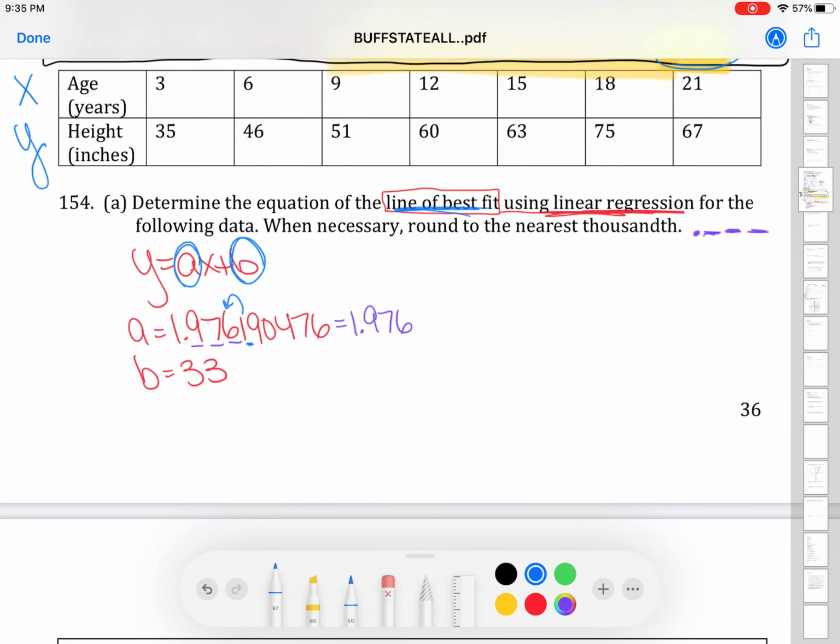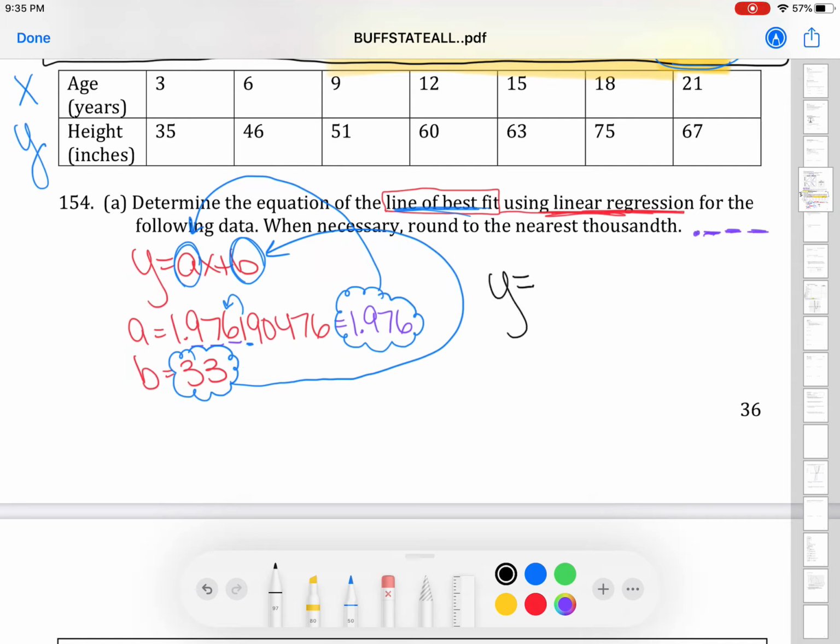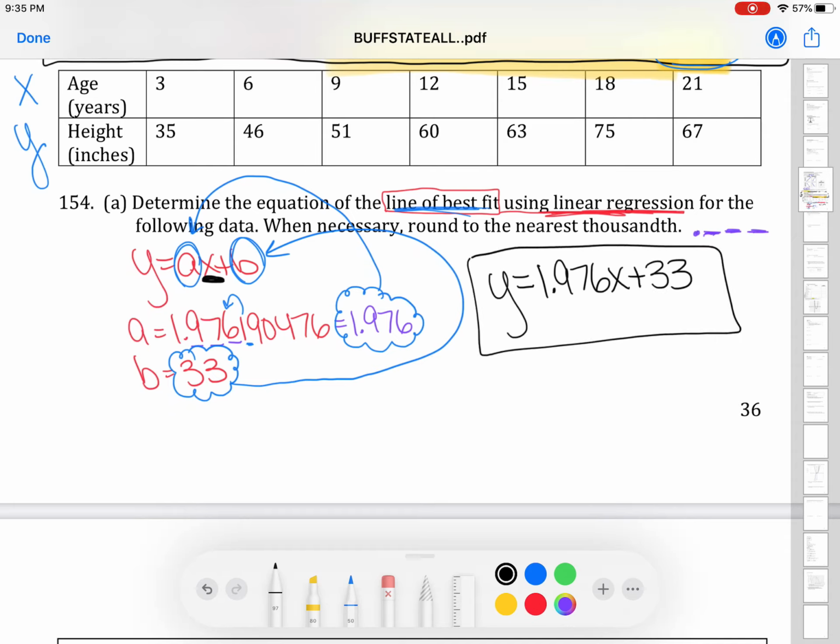Okay, so I took care of rounding. That's done. But now I need to substitute values into the equation form. So this is my A value. I'm going to plug it in where I see an A. And 33 is B, so I'm going to plug that in for B. So your overall final equation is going to be y equals, in place of A, I'm going to do 1.976. Remember, after the A comes the X, so X comes down, and then plus B is going to become plus 33, and that is your final answer.